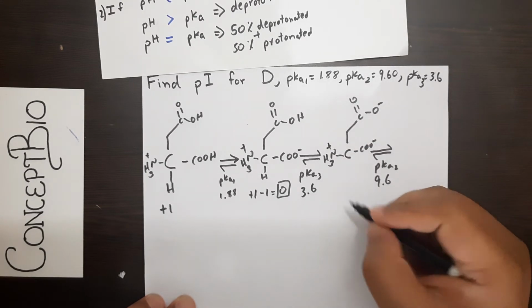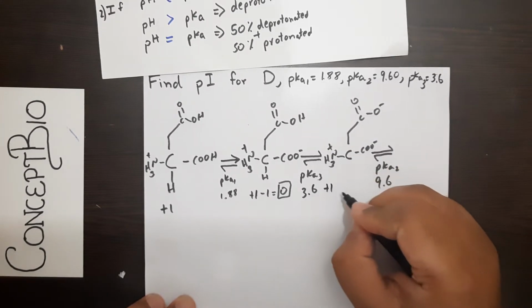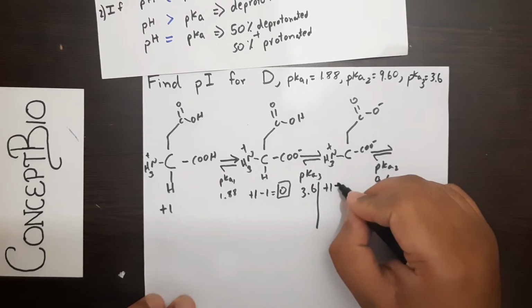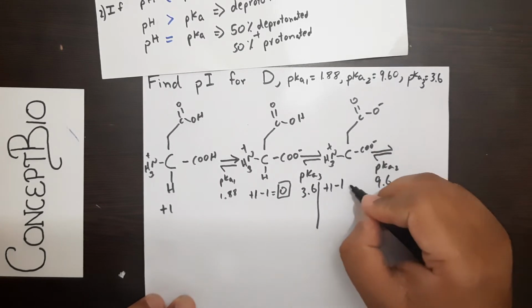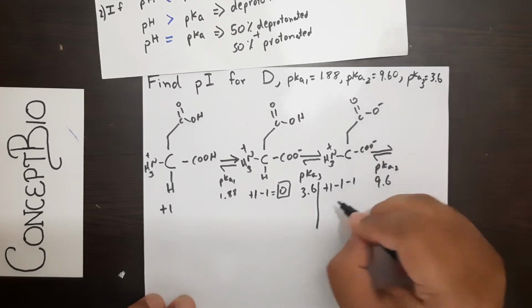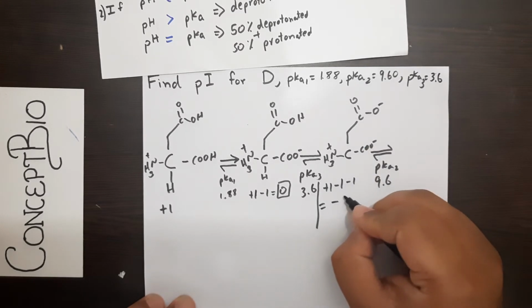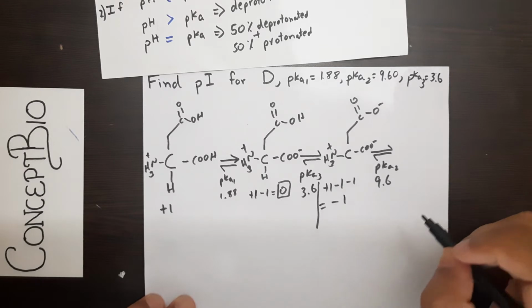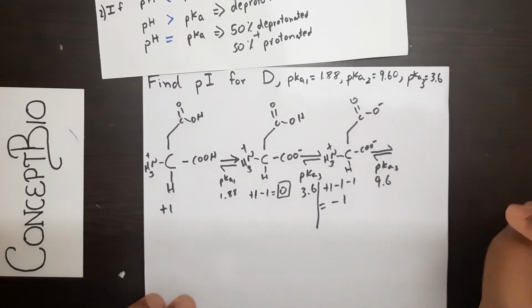So what would the net charge be? It would be plus 1, minus 1 from the alpha carboxyl and minus 1 from the functional group. So in total, this would lead to minus 1 as the charge on the amino acid structure.